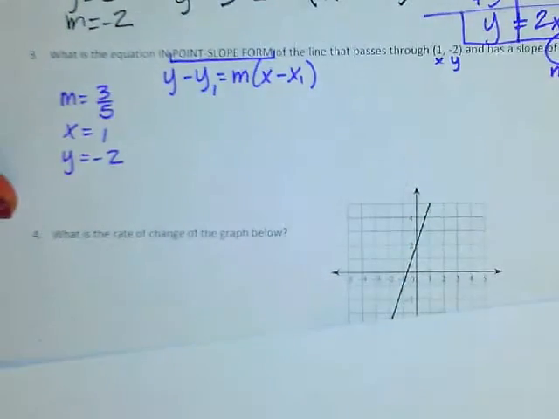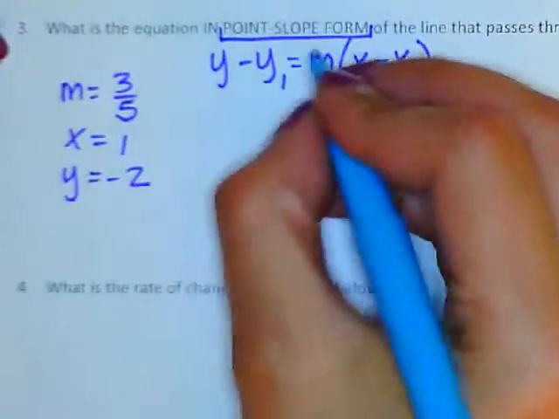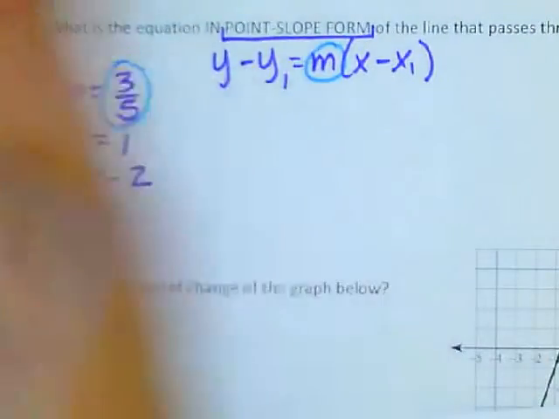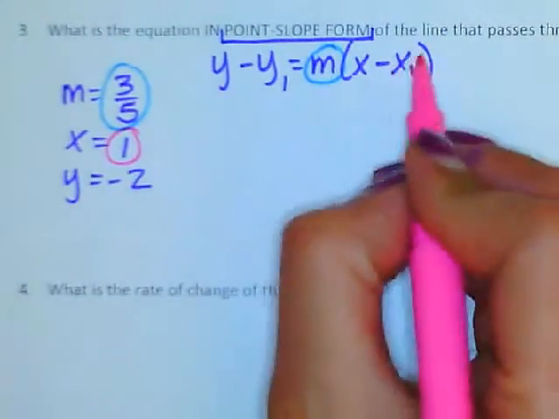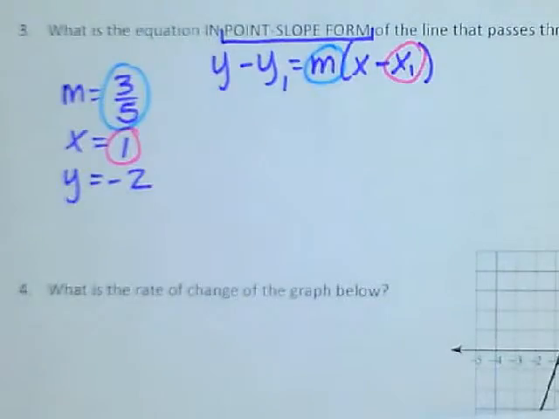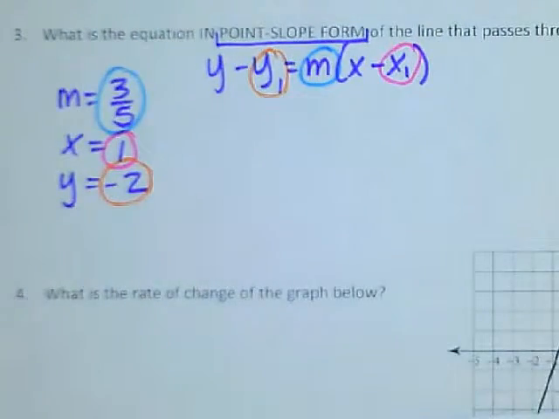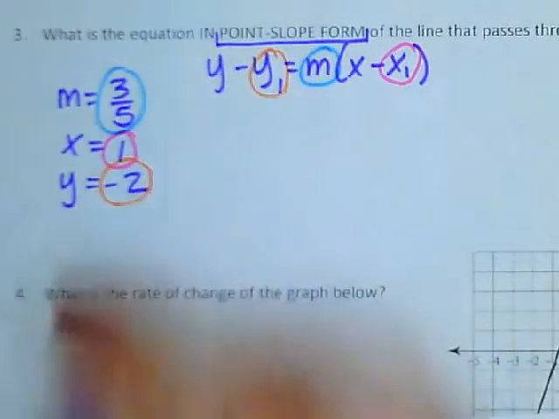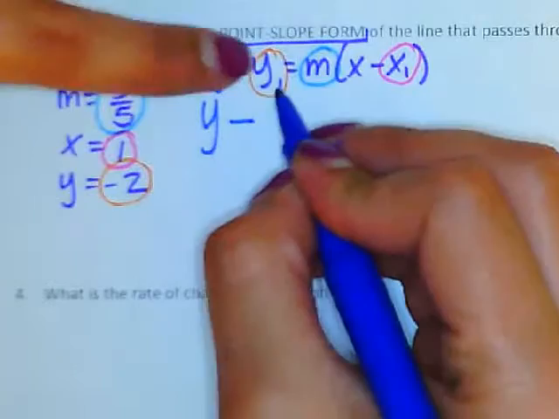I just have to leave it in point slope form. I'm going to zoom in a little bit here, and I'm going to plug in. Okay, so m is my slope, and then the other two are my points. So I'm going to plug those in, and I've color-coded in this one, just in case you didn't know what to do. Minus, that comes from the formula.